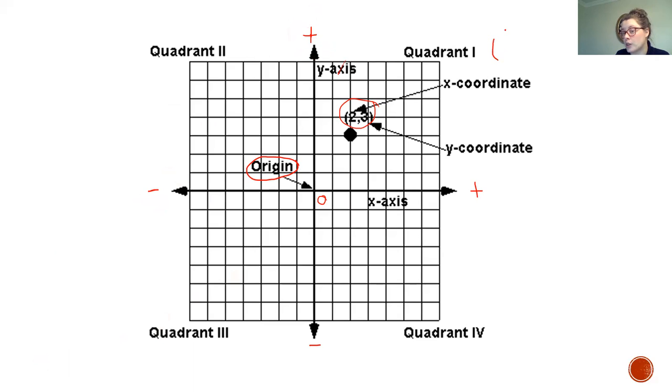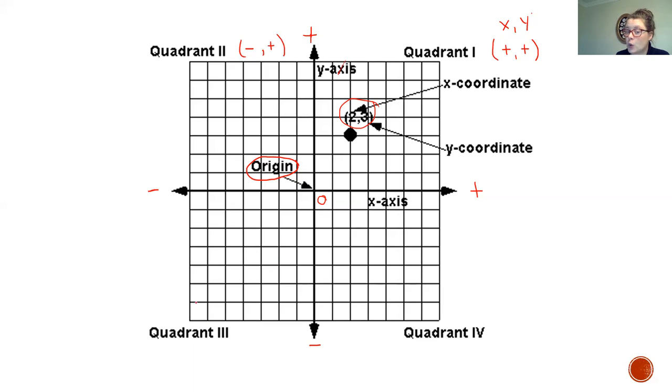Whenever you write coordinates, it's always x and then comma y. That's how we write them. So if we're in quadrant 1, we have a positive x and a positive y. If we're in quadrant 2, we're going to have a negative x and a positive y.